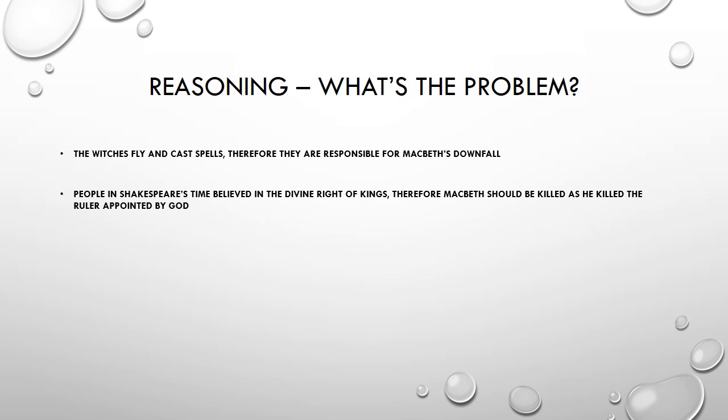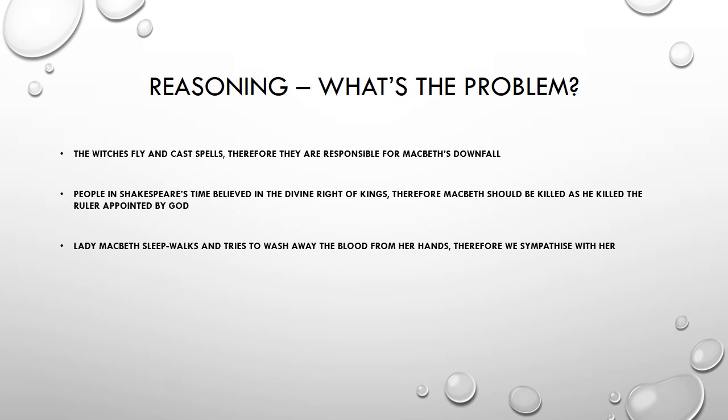People in Shakespeare's time believed in the divine right of kings, therefore Macbeth should be killed as he killed the ruler appointed by God. So this is a different problem, but can you isolate it? Can you isolate the problem in reasoning there? Have a think about it. What's wrong there? What's going wrong? Lady Macbeth sleepwalks and tries to wash away the blood from her hands, therefore we sympathise with her. I've seen that claimed. It's not actually that bad of a claim, but can you sort of work out, if you were to say that, where the problem would be?